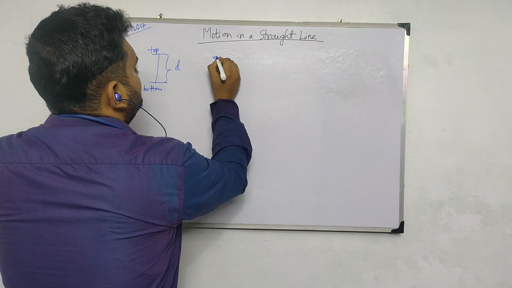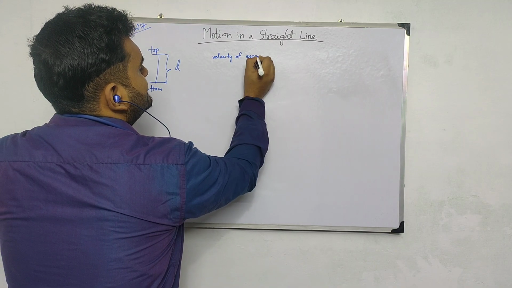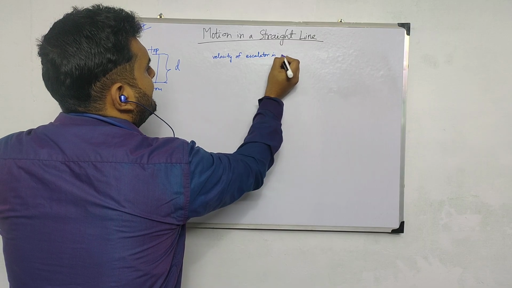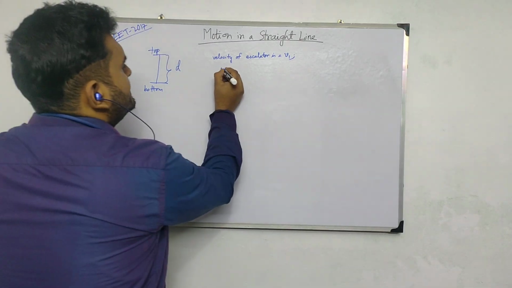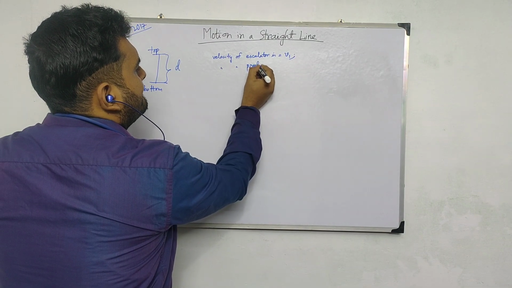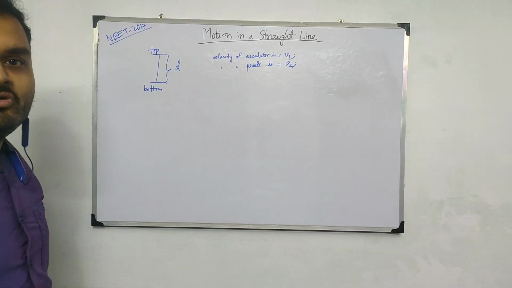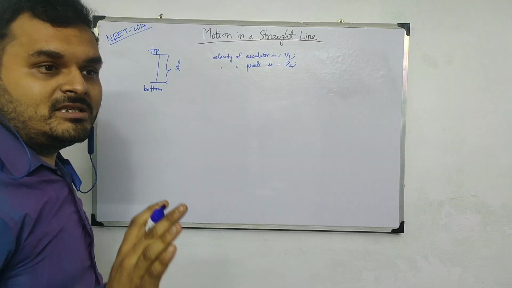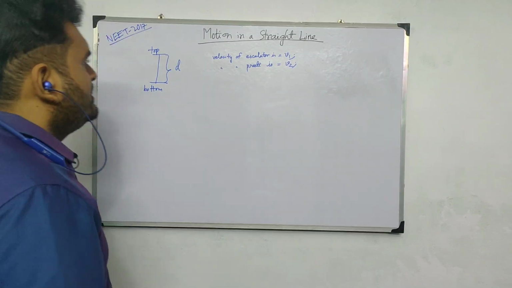Now let's say the velocity of the escalator is v1 and the velocity of Preeti is v2. So here no acceleration is there. Acceleration means the change in velocity with respect to time.